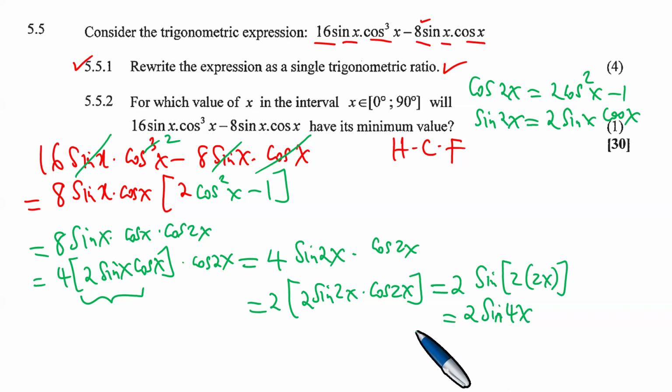2 sin 4x. And now this is the answer. So writing this one here, it is actually 2 sin 2 sin 4x... 2 sin 4x. Okay, yeah, 2 sin x. And then we're done with that question there.